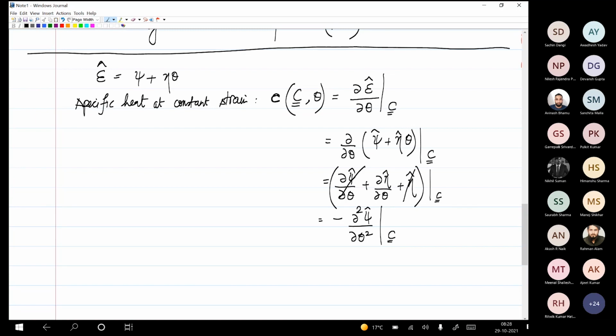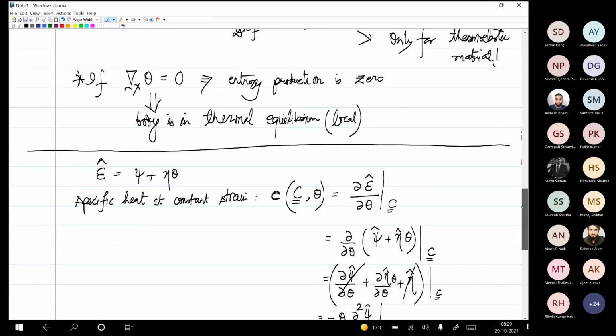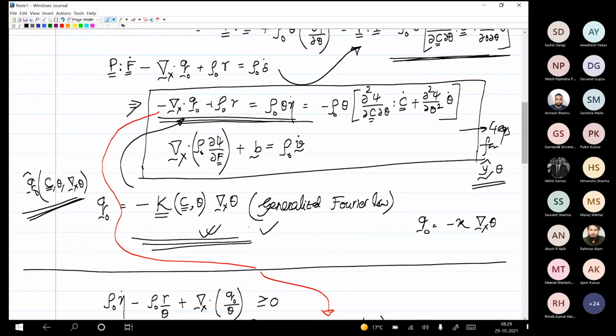All right, and I guess there's some theta also missing here. Yes, there was a theta here, so that theta is also going to come: minus theta times del 2 psi by del theta 2. In light of this, the fact that minus theta times del 2 psi by del theta 2 is actually the specific heat, if you go back to the energy equation that we had derived, you see one term here, del 2 psi by del theta 2 with a minus sign and theta, right? So that's your specific heat, no?